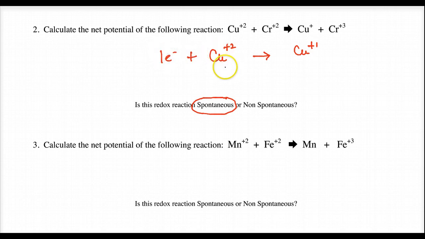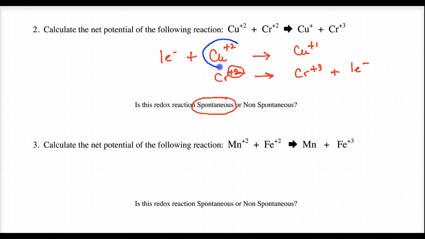Copper plus 2 got reduced. Chromium plus 2 must be getting oxidized into chromium plus 3. This is plus 2. Its charge is going up. Why? Because it's losing an electron. So in this case, very difficult to do this one.